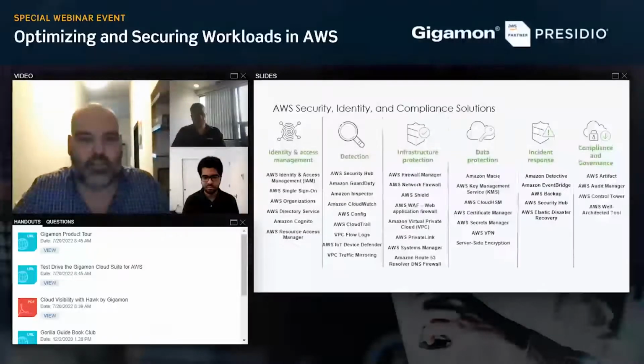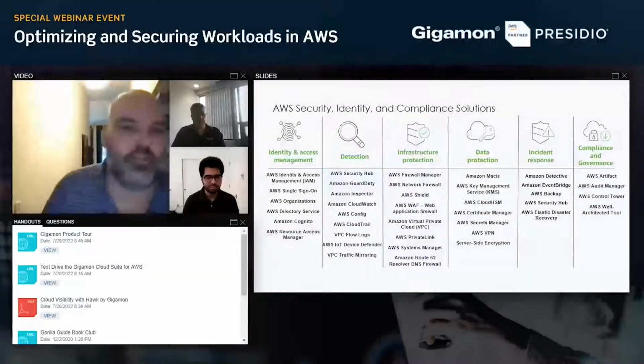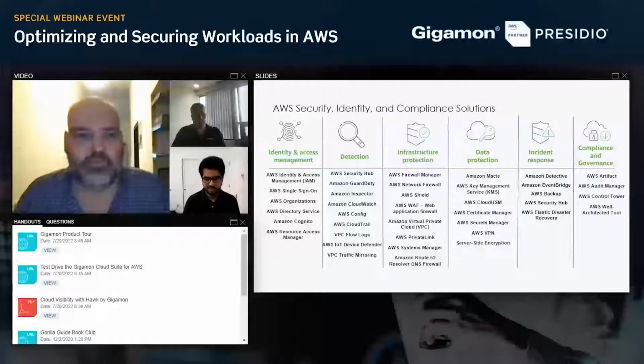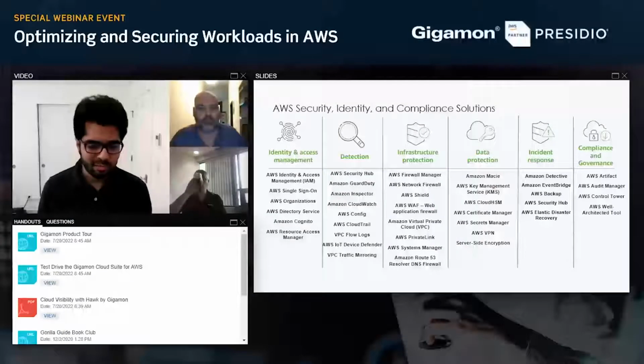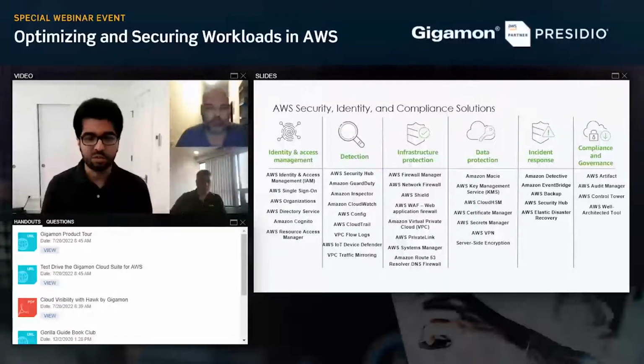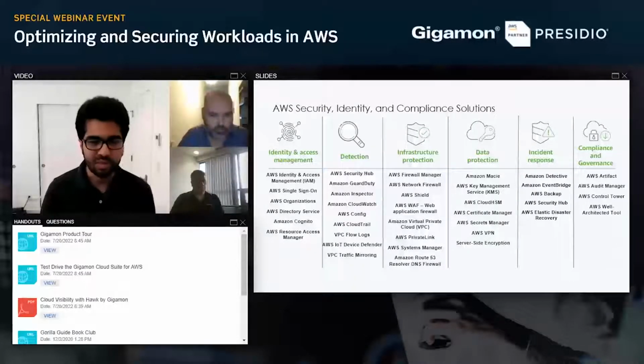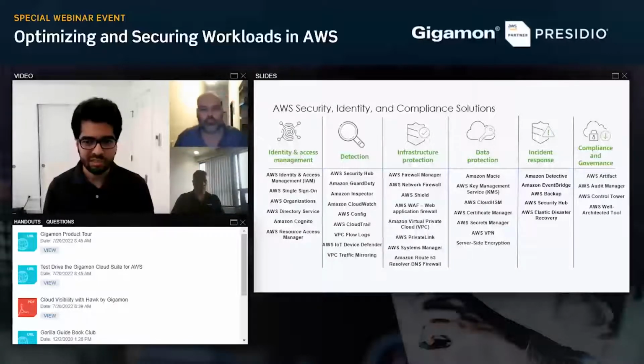All right, cloud security with AWS. All right, Faisal, do you want to cover these native tools? Sure. So as you can see, at AWS we try to group our security services by a specific segment described in the AWS Well-Architected Framework for security. These areas are identity and access management, detection, infrastructure protection, data protection, incident response, and compliance and governance.